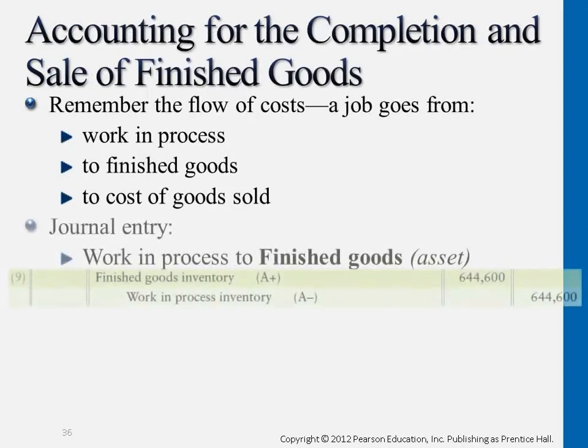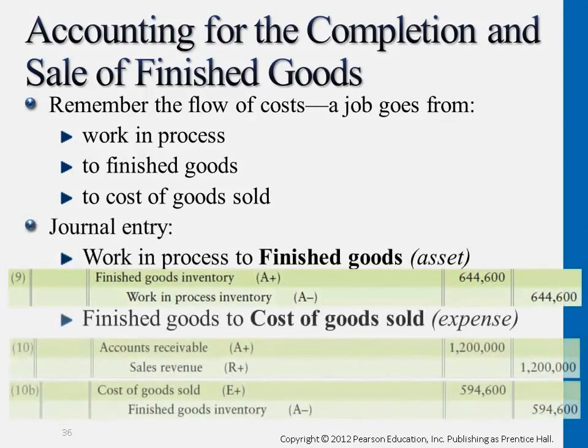So first of all, when it becomes finished goods, assuming the total cost is $644,600, after calculating, measuring the cost of the completed goods. So of these three categories of cost, the actual cost incurred that turns into finished goods cost this much, and we transfer it over to finished goods inventory account. So this is the first entry there.